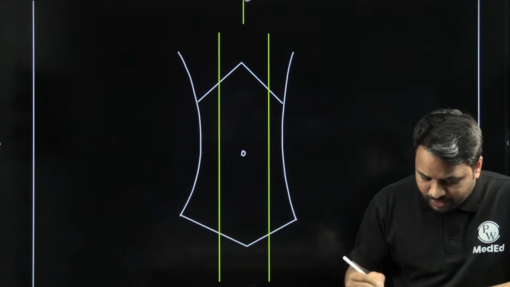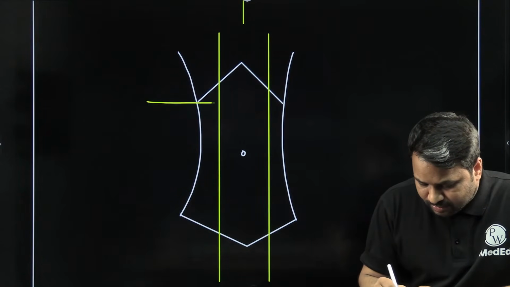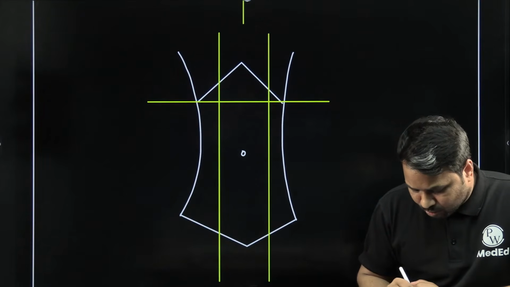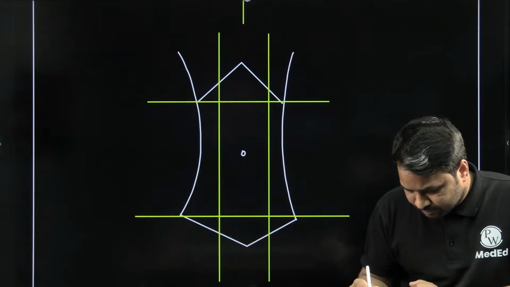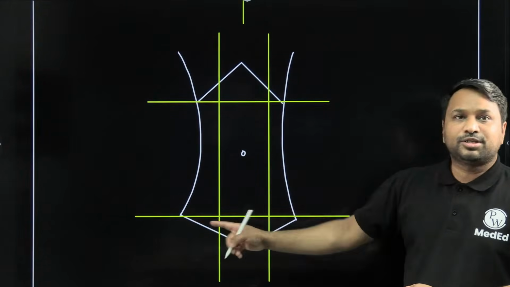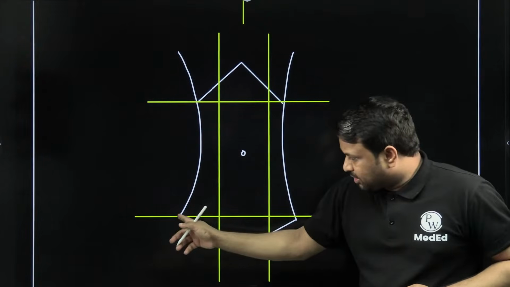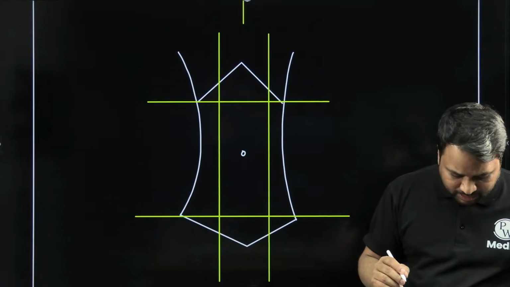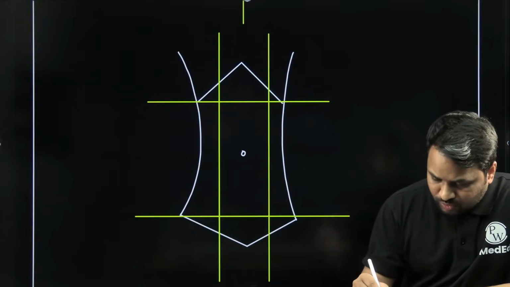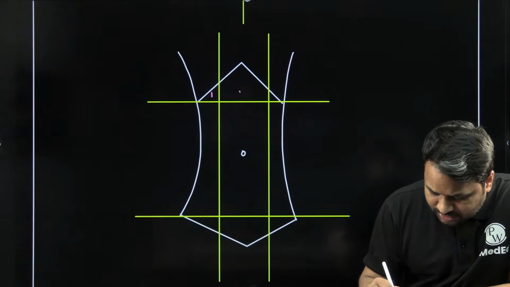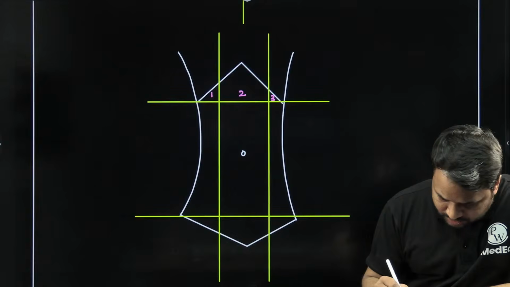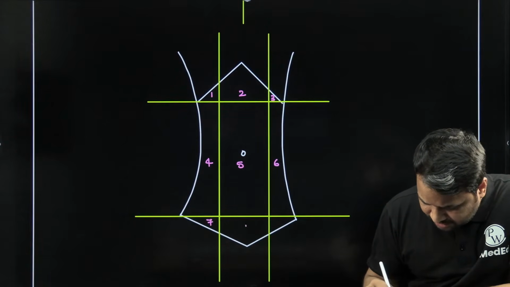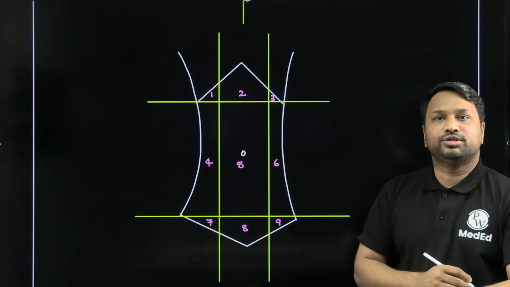Another line which is going to pass from the superior border is the transpyloric plane, which is here. And this is going to be the transtubercular plane. That is the anterior superior iliac spine, the bony prominence from it. We draw the line and we now divide the entire abdomen into 9 regions. This is the first region, this is the second one, this is the third one, this is the fourth region, this is the fifth region, this is the sixth one, this is the seventh, this is the eighth, and this is the ninth region, right?